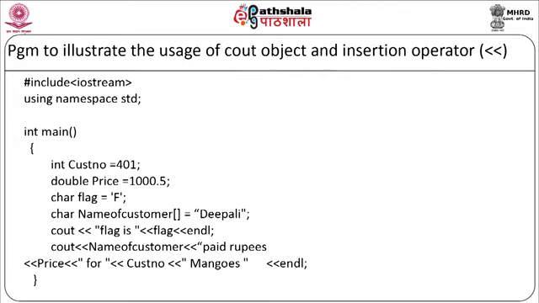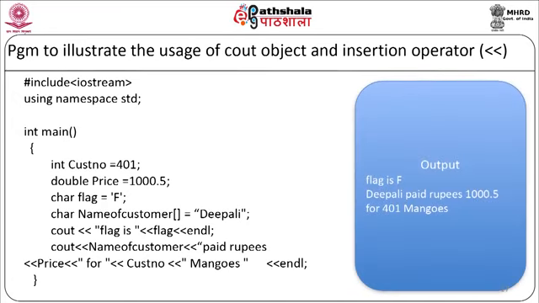Now when the above code is compiled and executed, it will produce the result as Dipali paid rupees 1000.5 for 401 mangoes. As you can see, this cascading cout statement has displayed a message with proper values inserted, and one complete line of text is displayed. Before this line of text, it will first display the message flag is f.